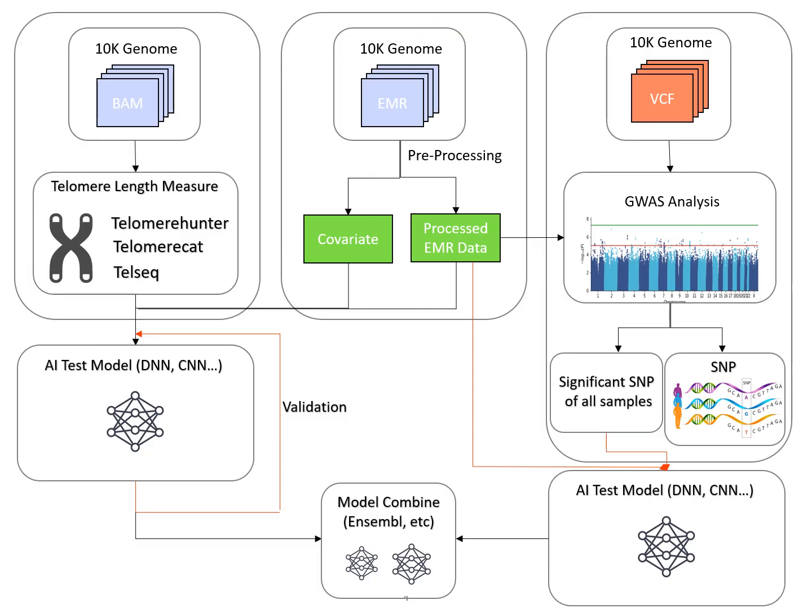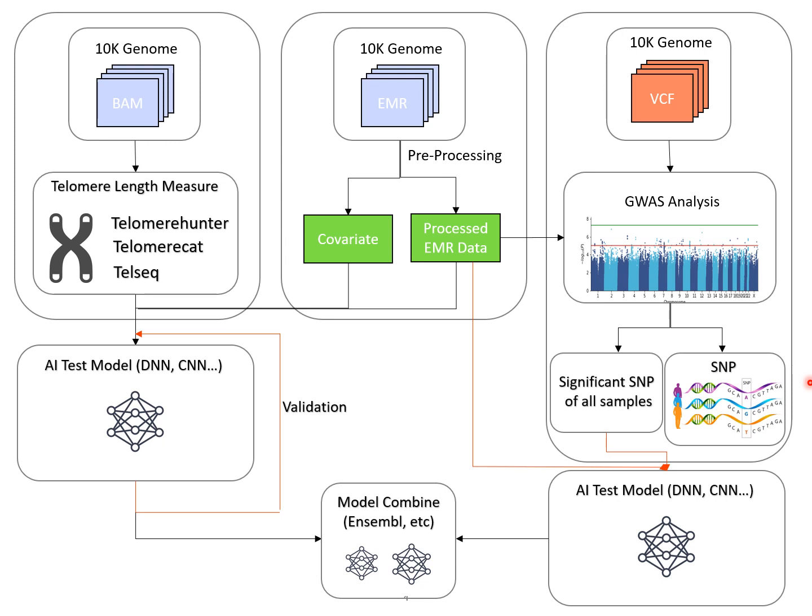So this is the general step of the project. As mentioned above, we need BAM files, EMR, and VCF files for GWAS analysis. As for computational measurement, we can use different tools such as TelomereHunter, TelomereCat, and Telseq. Which tool to use depends on its accuracy and variance, and these parameters will be constantly measured.